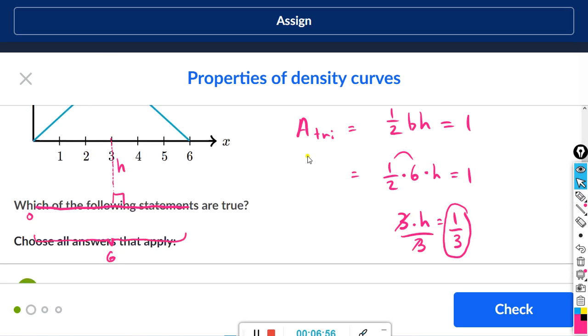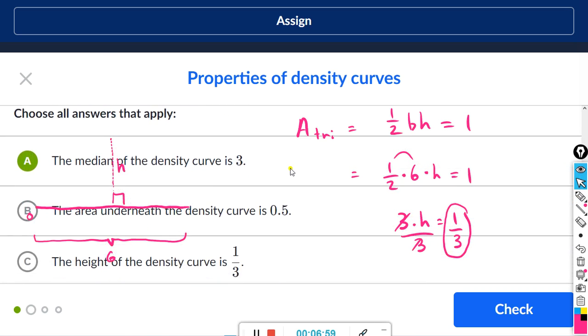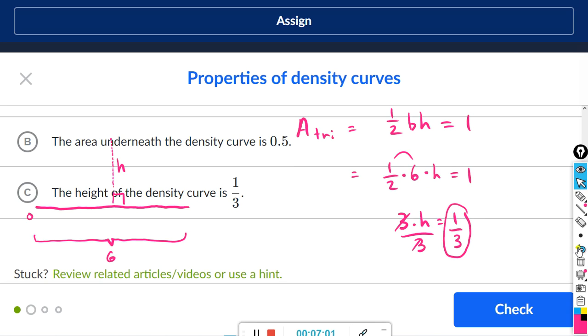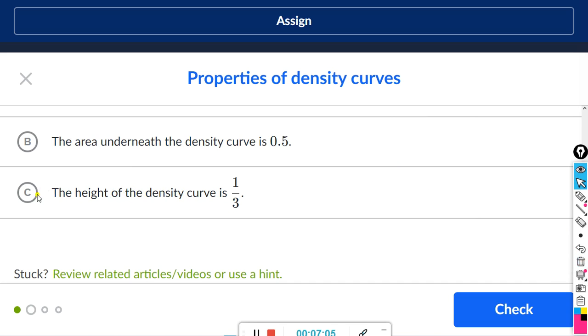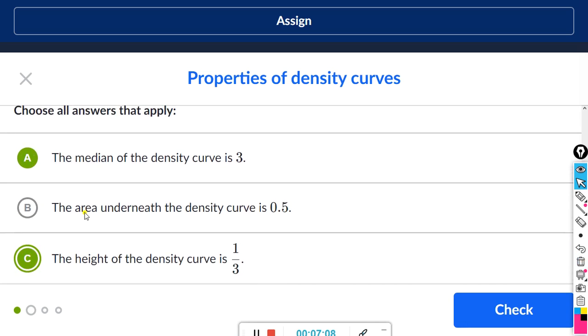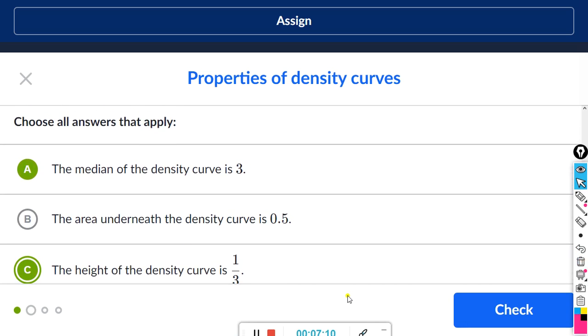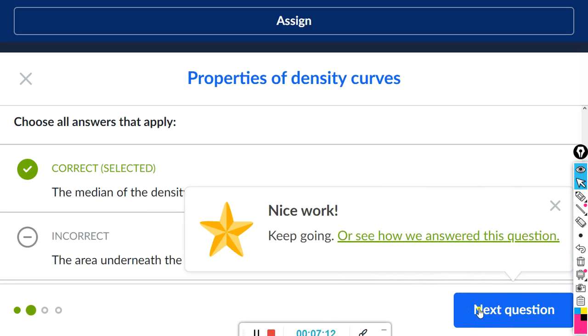So is that what it said for answer C? The height of the density curve is 1/3. Okay, we just proved that to be true. So it's both A and C. All right, be careful of the ones that say choose all answers that apply. There may be more than one.